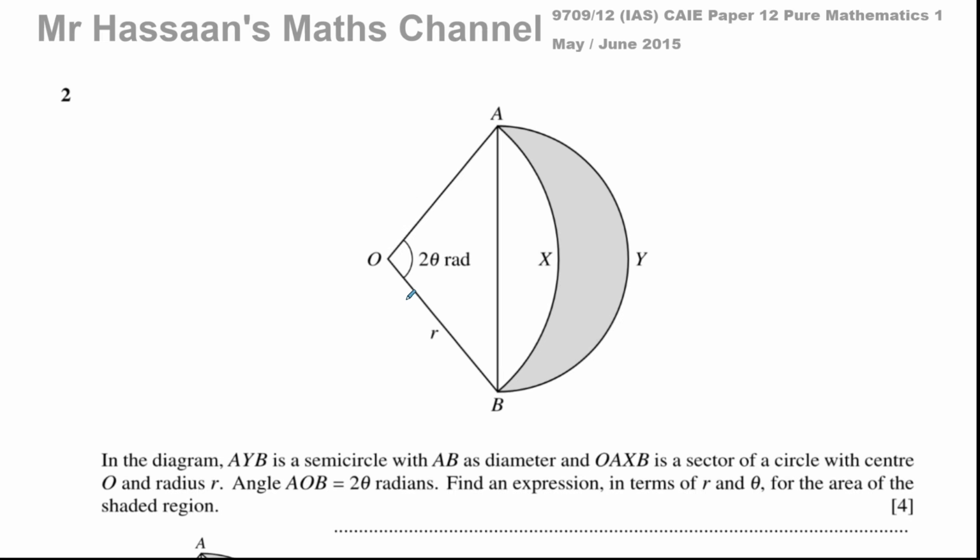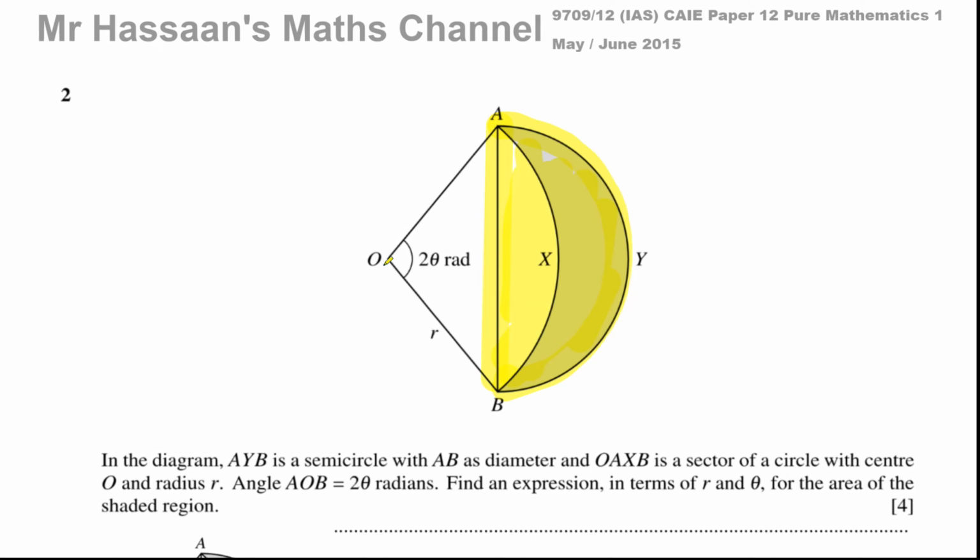So the question tells us that in the diagram, AYB is a semicircle. AYB is basically this semicircle here, highlighted. So that's a semicircle, and AB is the diameter. This whole thing is a semicircle.